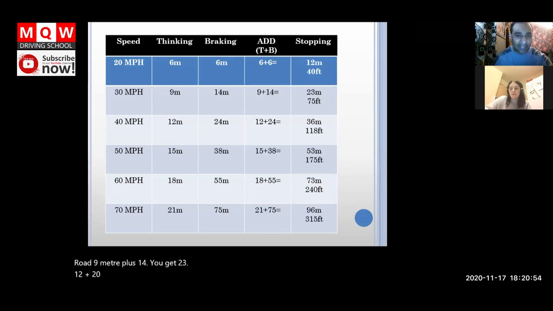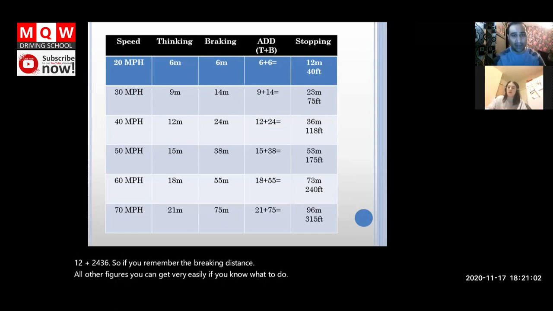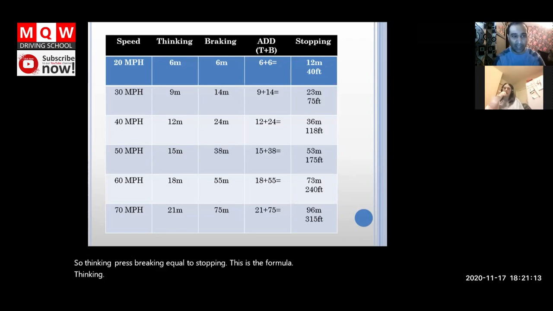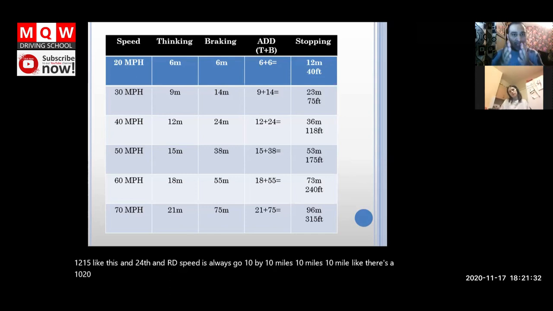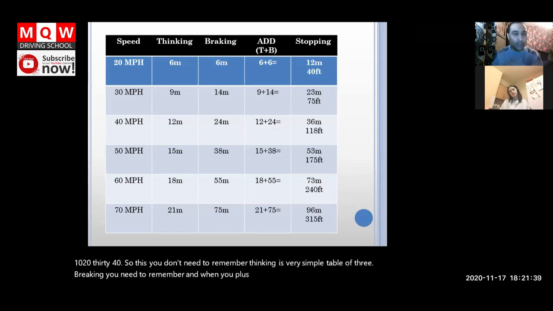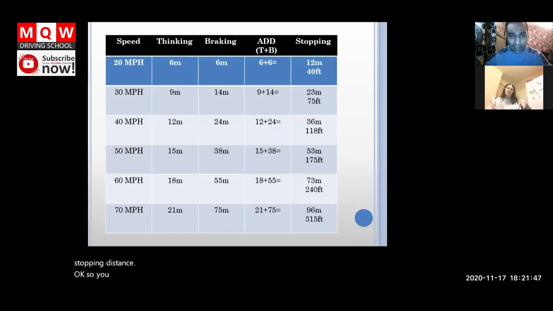So if you remember the braking distance, all the other figures you can get very easily. Thinking plus braking equals stopping. This is the formula. Thinking is like a table of three: 3, 6, 9, 12, 15. And road speed always goes up by 10 miles: 10, 20, 30, 40. So this you don't need to remember. Thinking is very simple, a table of three. Braking you need to remember. And when you add the braking to the thinking, you get the stopping distance. So keep practicing this, because this question can come up in your test.